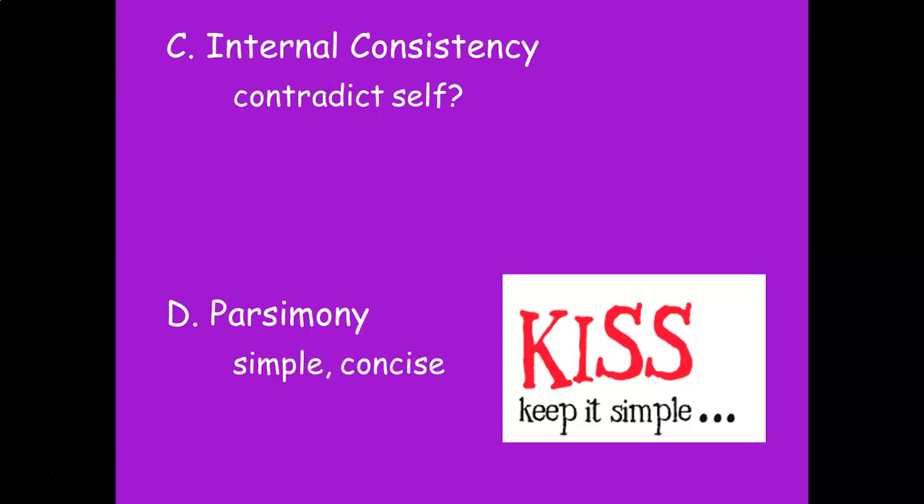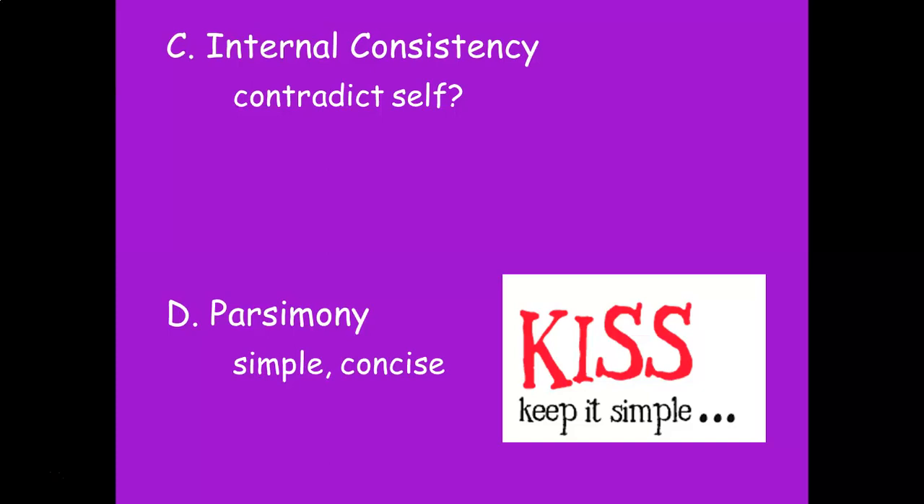So the keep it simple, the whole keep it simple, stupid, or however you want to define that. Simple, concise theories are best. So this asks, does the theory have just a lot of complicated concepts? Does it explain things in a really complicated, lengthy way? Or does it have fewer concepts that are very easily measurable?